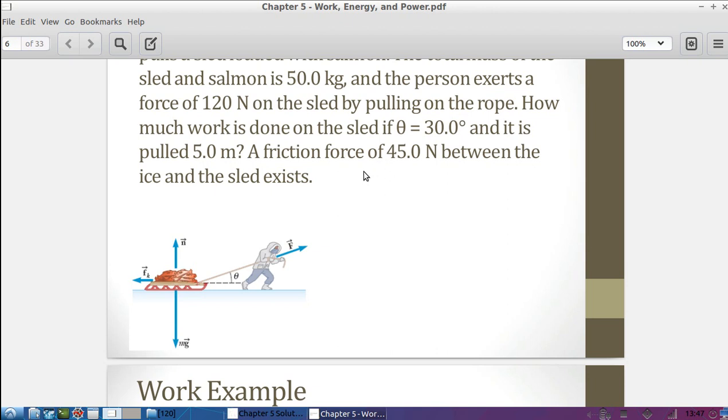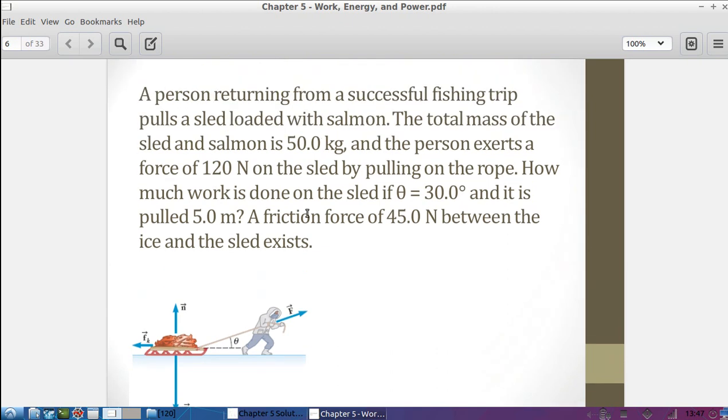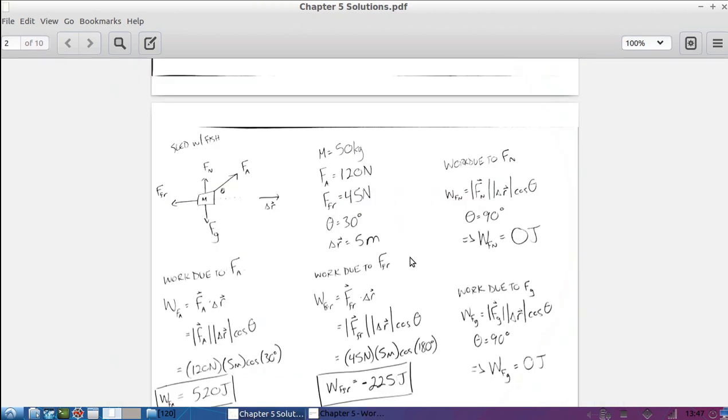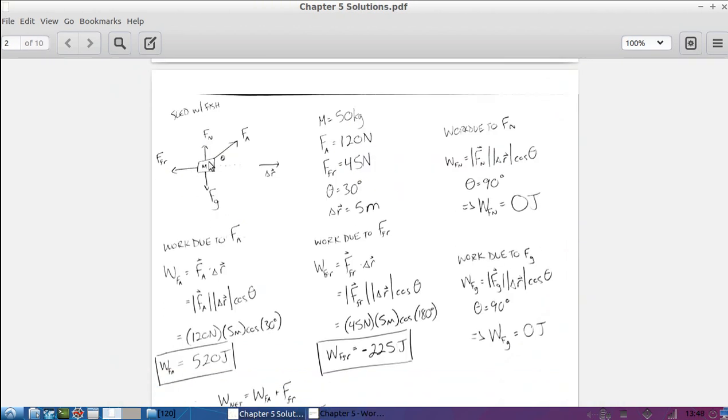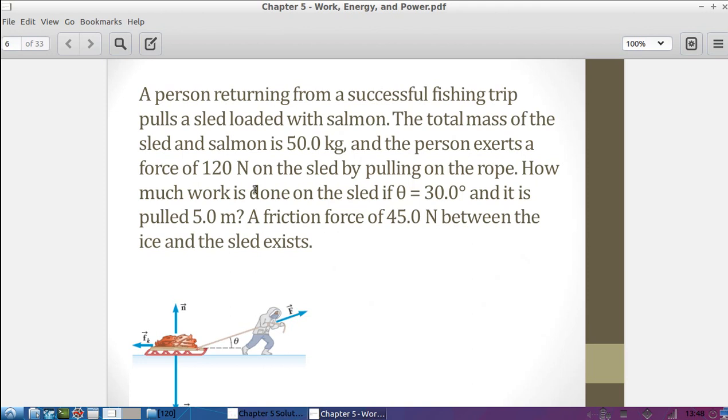All right, we're given the frictional force, I believe, right? So we're not given the coefficient of friction, but we just have the value of the friction force, so we don't have to calculate it. That's very nice. All right, so my free body diagram, I've got my applied force, normal, gravity, friction. So they're asking how much work is done on the sled, right? This says as it is pulled 5 meters. Okay. So we're looking for how much work is done on the sled.